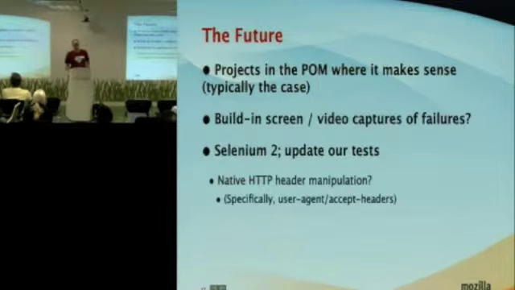So the future for us is projects in the page object model where it makes sense, and that's typically the case. There are some exceptions. We have a crash reporting system that we actually share with Google called BreakPad. It's also codenamed Socorro. There really aren't pages there. They're just multiple views of the same application. So I don't think a page object model makes sense there, at least not in the detail and the breakdown that we have for the other projects.